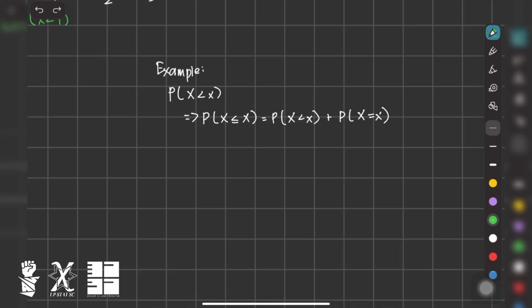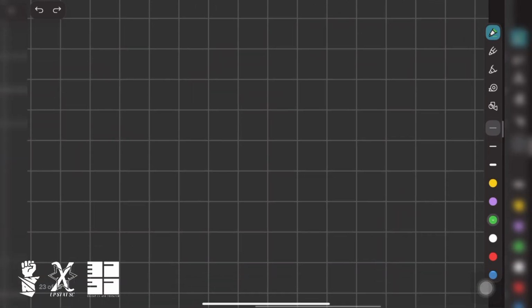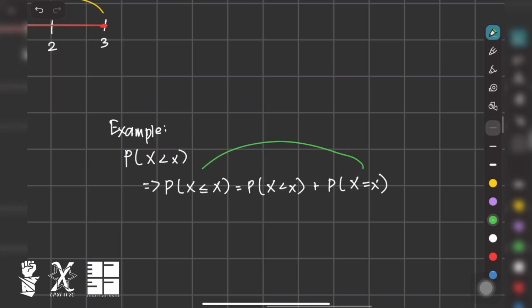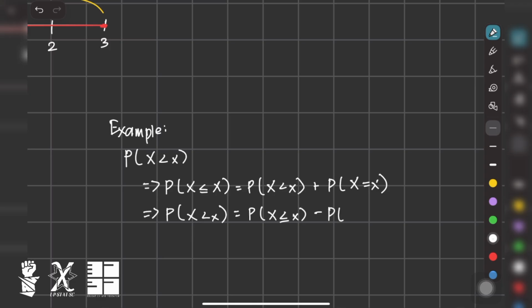Now, we are interested in this specific probability, so we isolate it. We transpose P(X = x) to the other side. So we will have the probability that X is less than x is equal to the probability that X is less than or equal to small x minus the probability that X is equal to x.